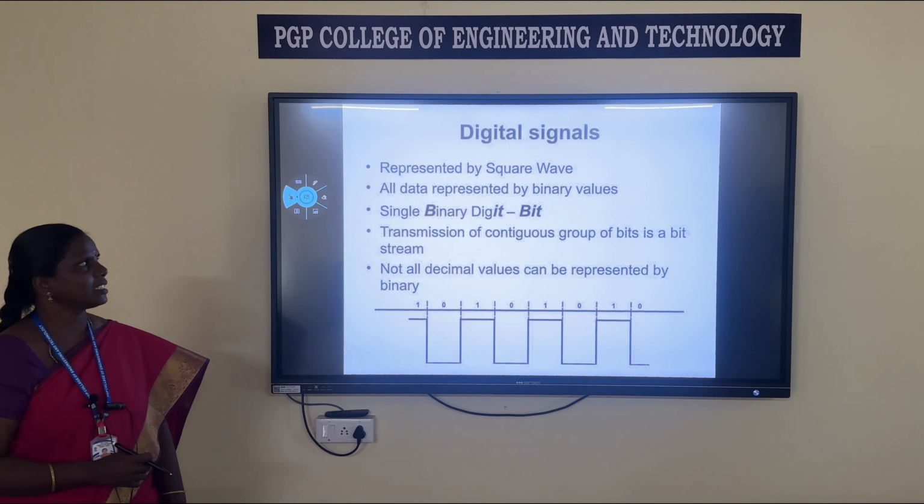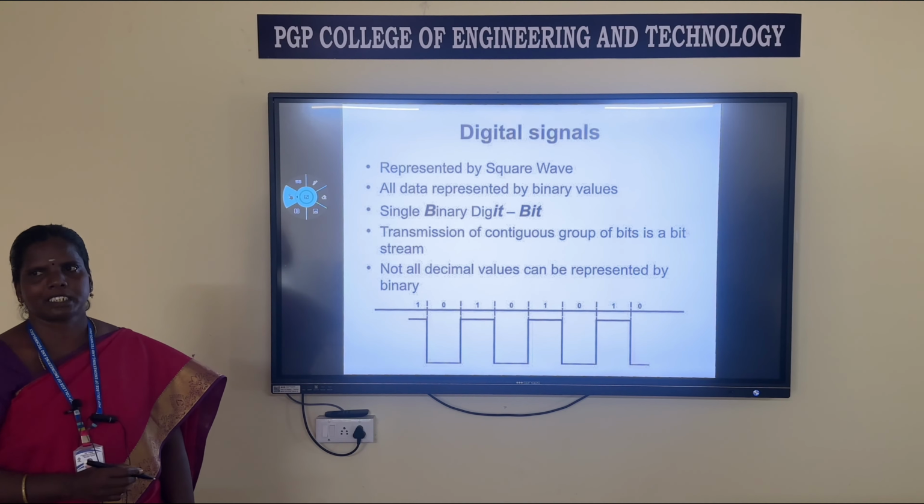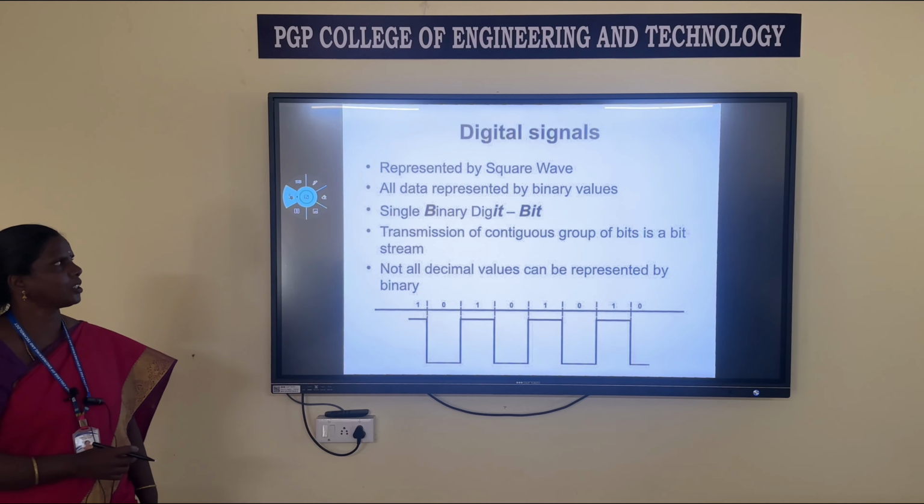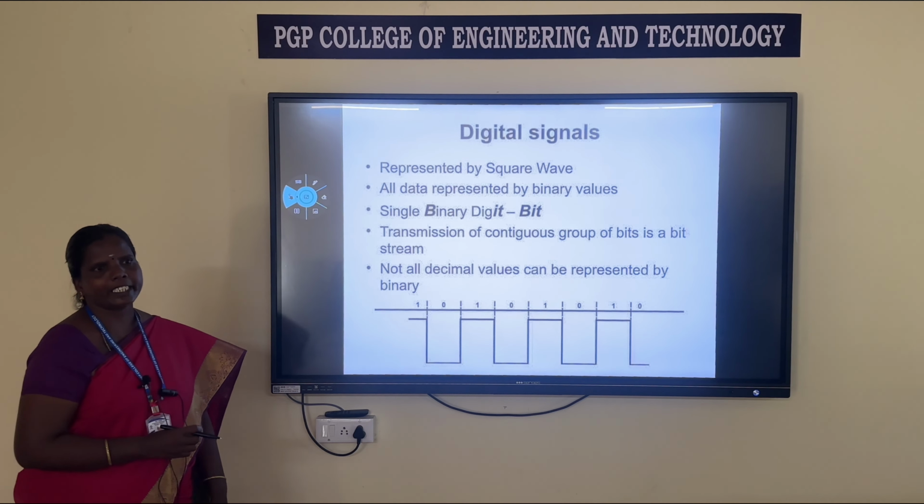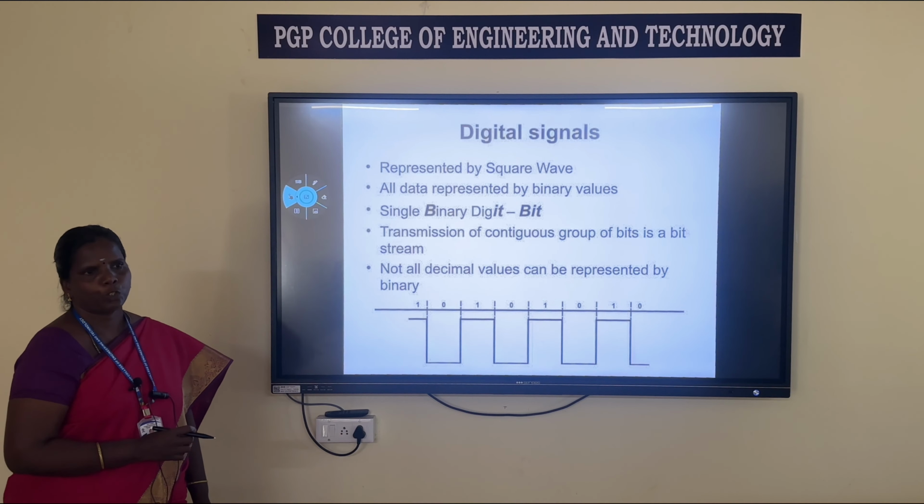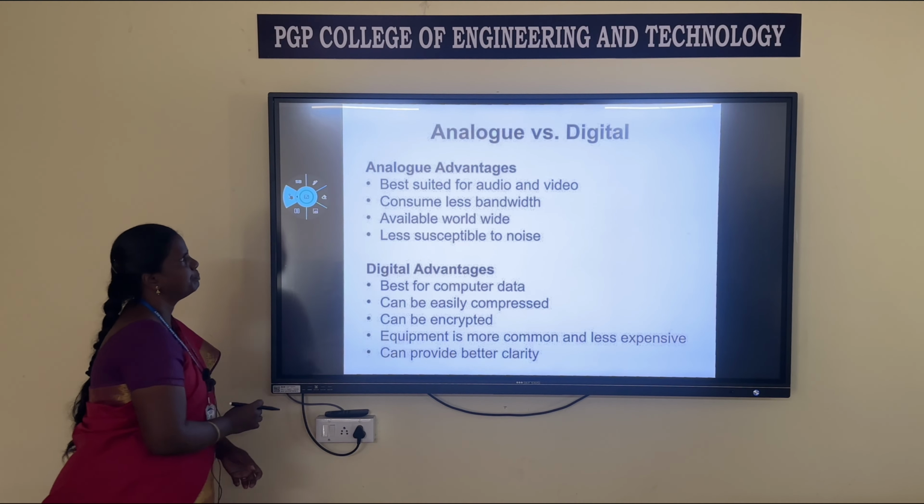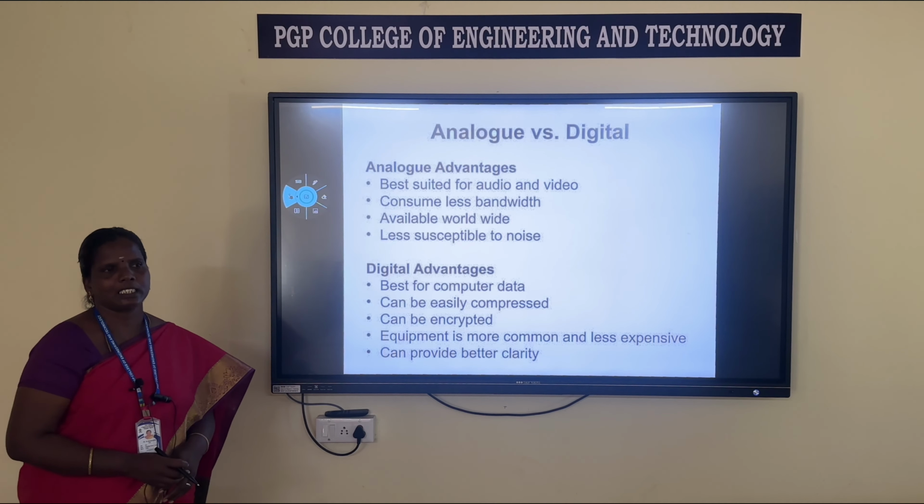The digital signal can be represented by square waves. It can be represented by either ones and zeros. A single binary digit is called a bit, and a group of bits is called a bit stream. So this is the analog and digital signal.